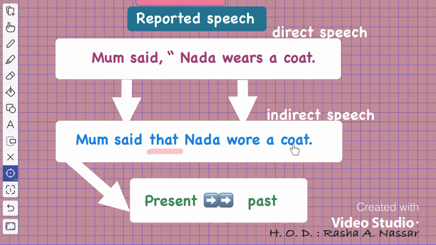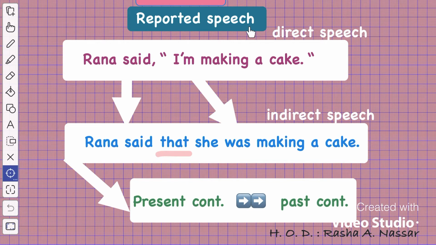What happened? We removed the comma and we removed the brackets and then we put that instead, and then we changed the present into past. So if your verb is in present, it will be changed into past. This is in the reported speech when your sentence is in the present. When you see your sentence in the present continuous, it will be changed into past continuous.